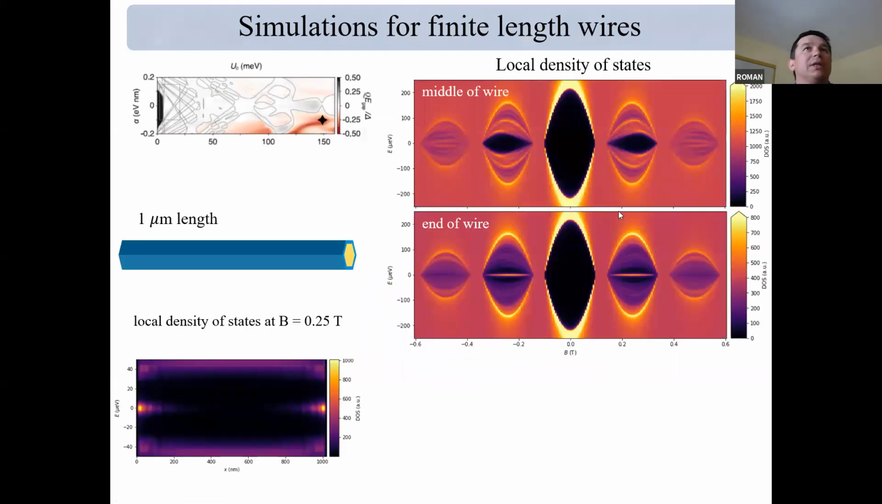And so one can actually focus on one of these points, so this is the point, and perform these calculations for finite length systems. So here's the local density of states. This is energy, this is position along the wire. And one can see the appearance of localized end states in the system. So this is something I want to emphasize, and that's the difference from just Caroli-de Gennes-Matricon states.